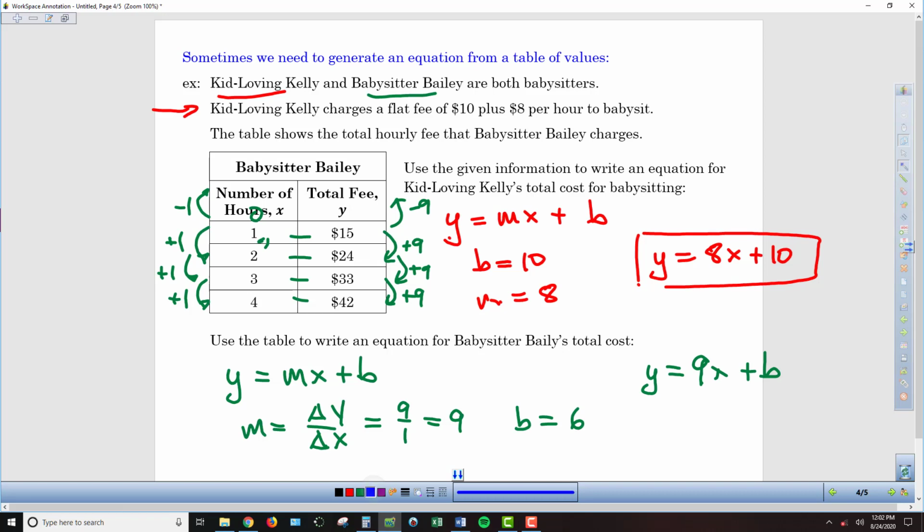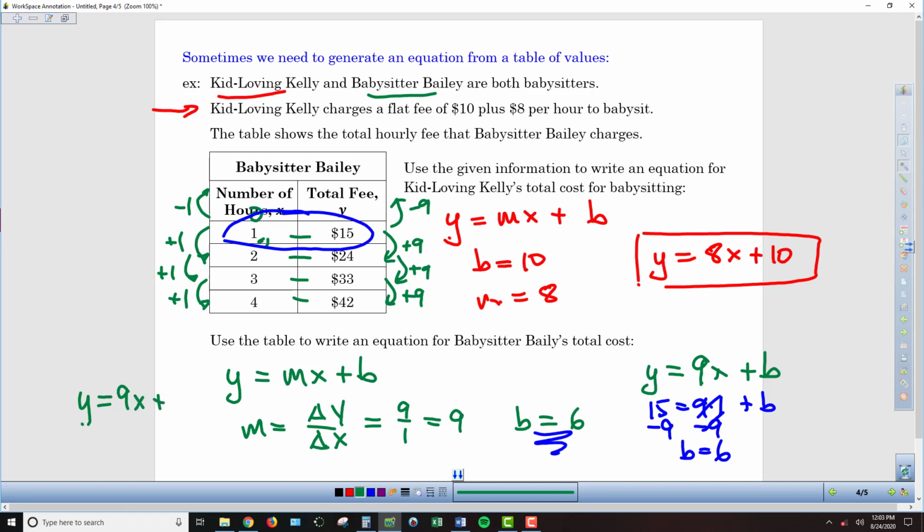So for example, if I took this one right here, where I've got 1 as my x and 15 as my y, I can plug in 15 for y, plug in 1 for x, and now I'm going to solve for b. 9 times 1 is 9, so I'm just going to subtract 9 from both sides, so I indeed end up with b equals 6, just like we did the other way by working backwards in the table. Whichever way works for you, it's fine by me, but in the end we end up with an equation for babysitter Bailey of y equals 9x plus 6.